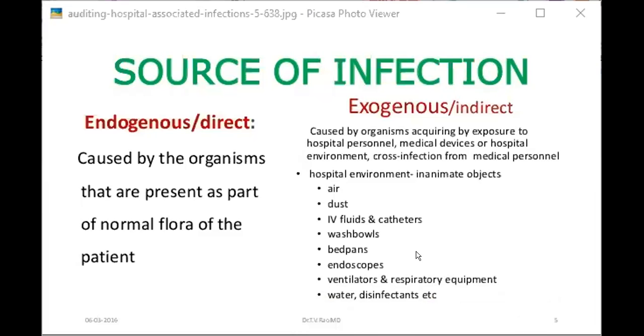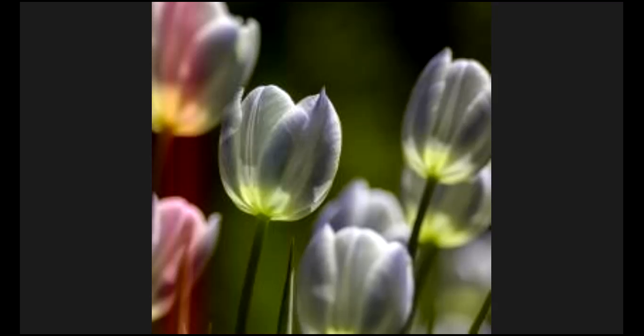Bed pan. Do you know bed pan? No, ma'am. Bed pan means potty, urine, these can be done, it is kept under the bed in the hospital. Have you seen? I will show you one picture. Wait for 1 minute.